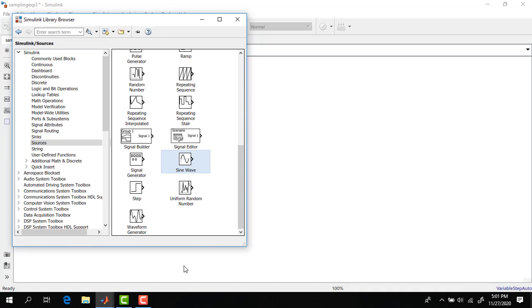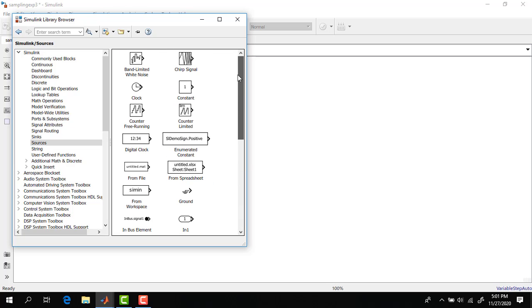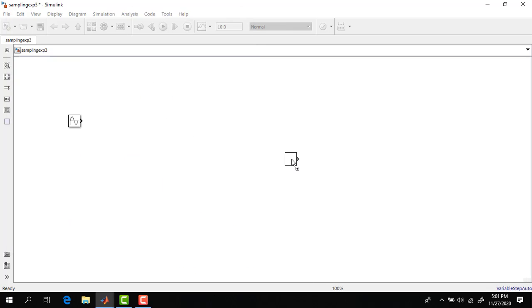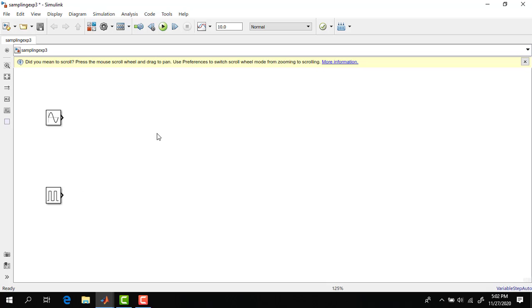Then let's get back to the library browser, and we will get the pulse train from these sources as well. The pulse train is here, pulse generator. You can just again drag it. Okay. Done. We will just set the parameters later. So pulse train and sinusoidal block, as I have said in my overview. So that's all. Okay. So now we need to adjust the parameters. So let's adjust them.